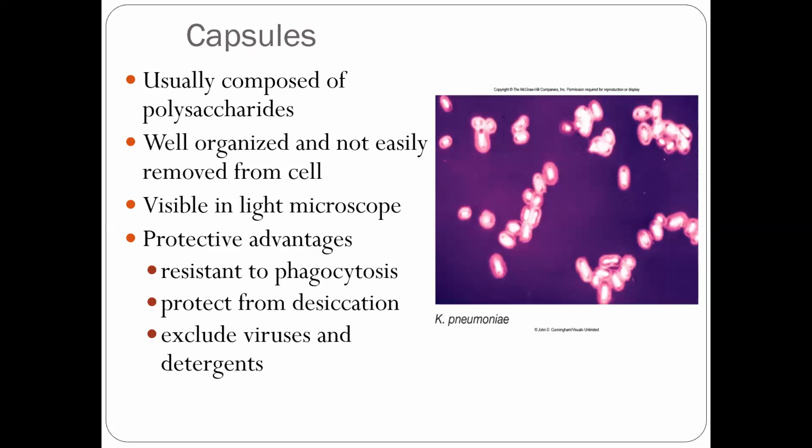This is Klebsiella pneumoniae. In the lab, what I mentioned is Streptococcus pneumoniae. So you will see those are the large-shaped bacteria. Then they are packaged by a very heavy coat, it looks like a heavy coat for a bacterium, composed of polysaccharides. That is called a capsule. And they are well organized and not easily dissolved or removed from the cell.